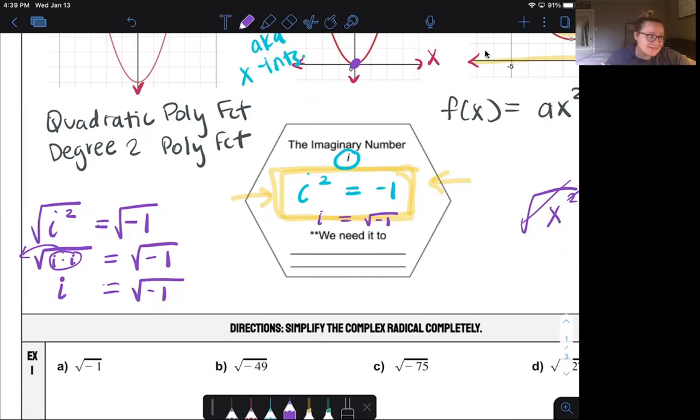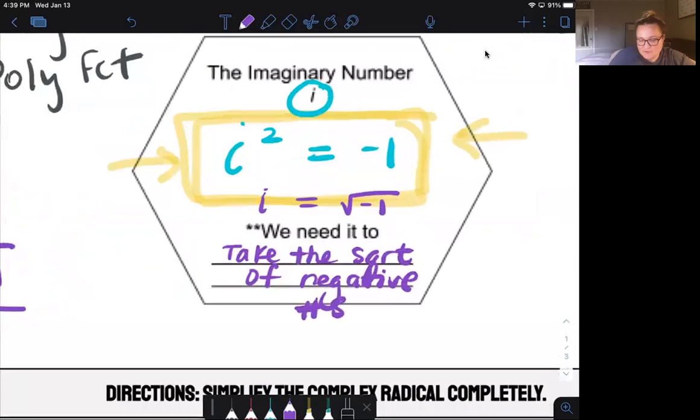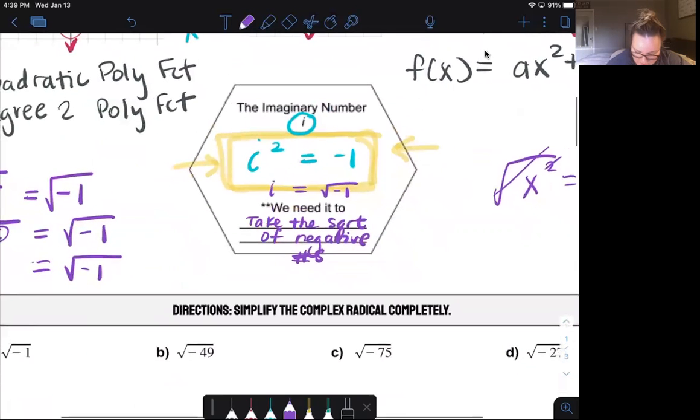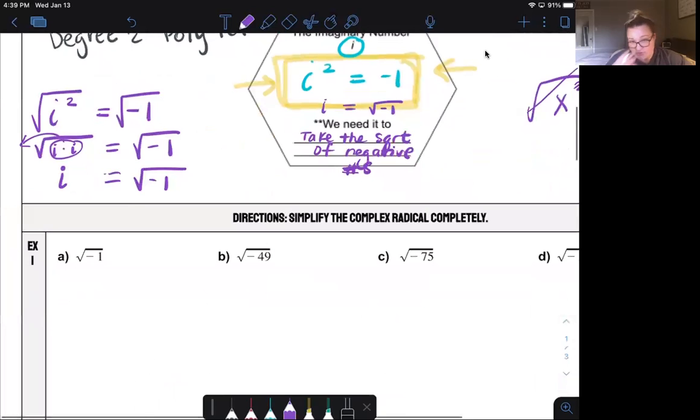So we need it in order to take the square root of negative numbers. And I realize I wrote kind of small, zoom in. So the imaginary number i, we need it so we can take the square root of negative numbers. All right, so let's use this knowledge that I just talked about and apply it to some things.